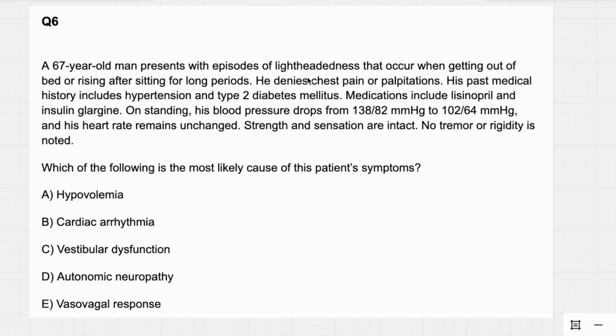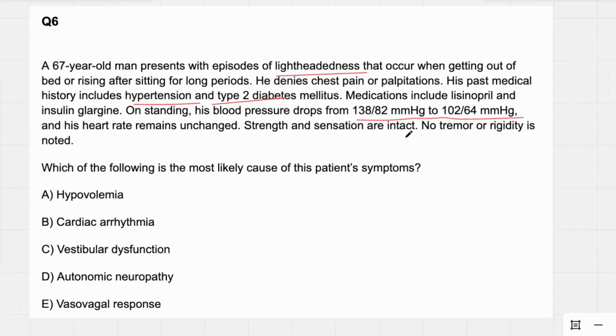67-year-old man presents with episodes of lightheadedness that occur when getting out of bed or rising after sitting for long periods. Okay, so that immediately sounds like orthostatic hypotension, right? Please tell me that's what you're thinking. Denies chest pain or palpitations. His past medical history includes hypertension, type 2 diabetes. Meds include lisinopril, insulin glargine. On standing, his blood pressure drops from 138/82 to 102. Okay, exactly. So there's our orthostatic hypotension, and his heart rate remains unchanged.